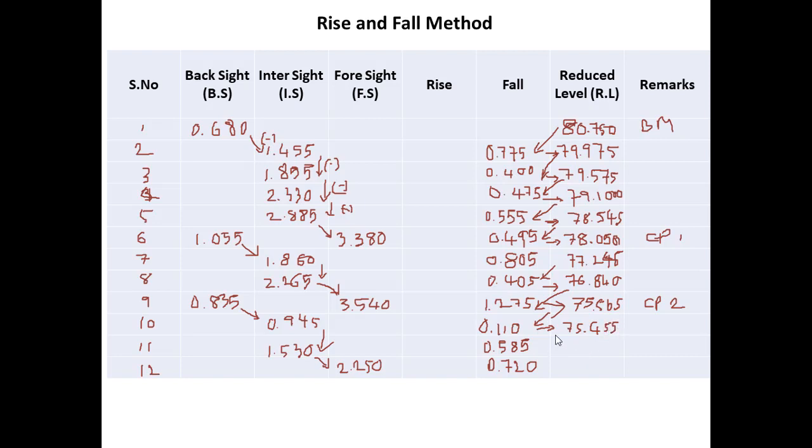Next, 75.455 minus 0.585 gives 74.870. So last, 74.870 minus 0.720 gives the answer of 74.15.